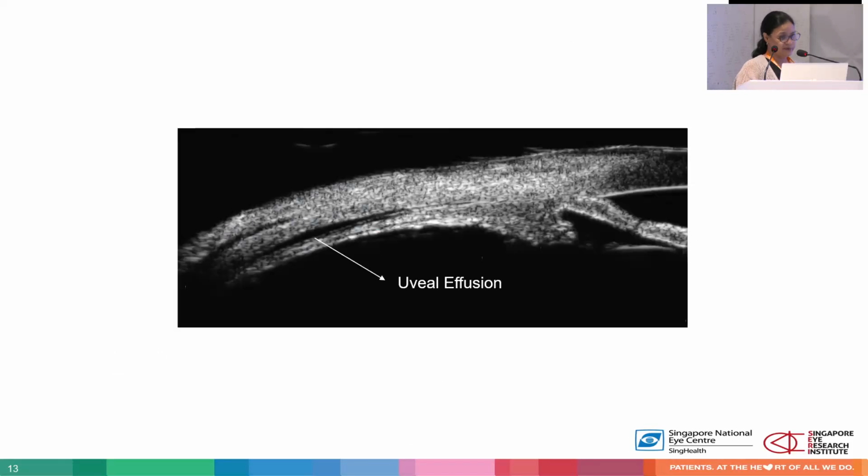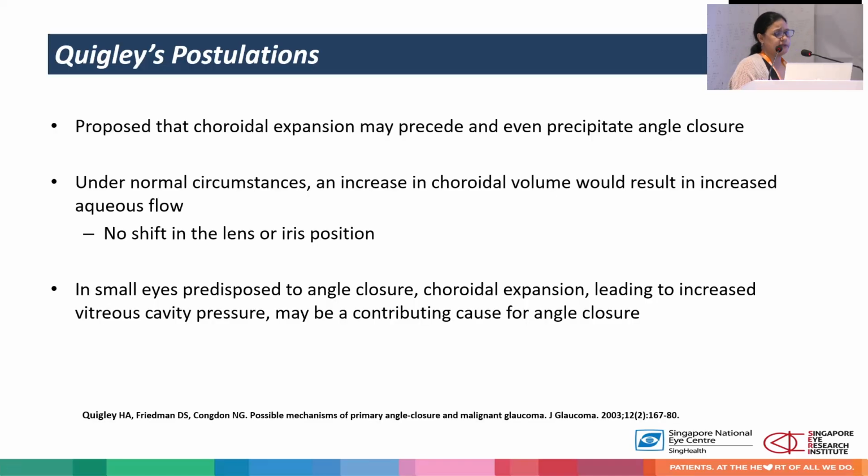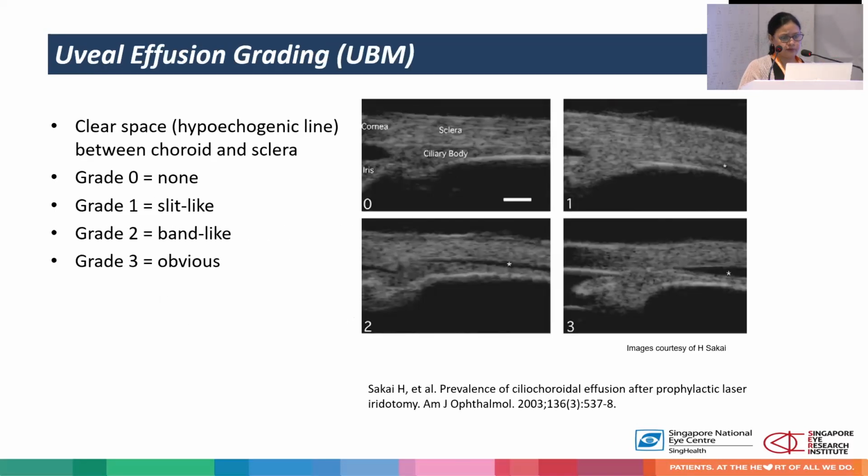And likewise is uveal effusion. It's probably under-recognized, and it's more common in secondary angle closure, but it's also found in eyes with primary angle closure. So Quigley postulated that choroidal expansion may either precede or even precipitate angle closure. What he postulated was that in small eyes that are predisposed to develop angle closure, choroidal expansion pushes the lens iris diaphragm forward, and that causes closure of the angles and elevated IOP.